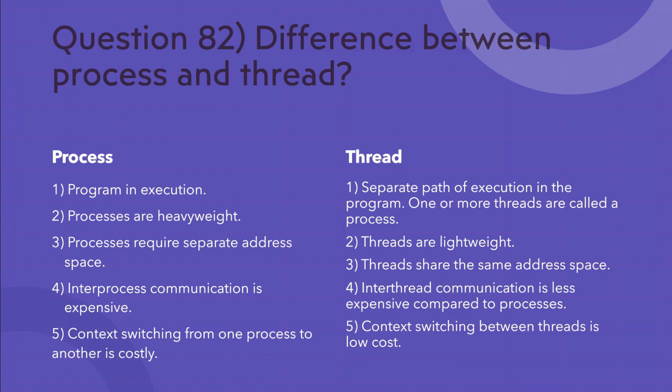Thread: 1. Separate path of execution in the program. One or more threads are called a process. 2. Threads are lightweight. 3. Threads share the same address space. 4. Interthread communication is less expensive compared to processes. 5. Context switching between threads is low cost.